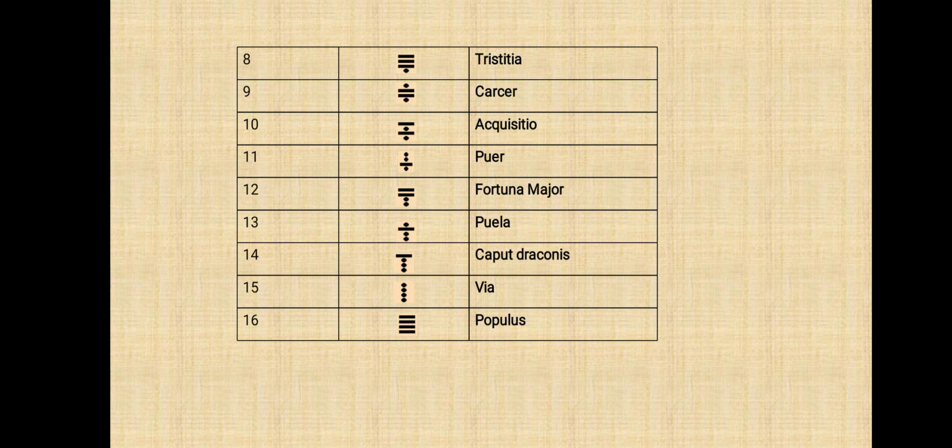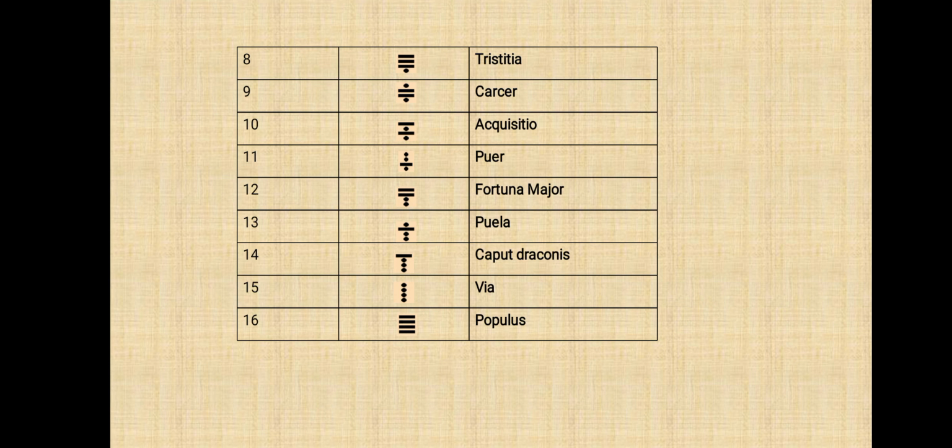So the eighth one is Tristitia, it is the inverse of Laetitia. Ninth is Carcer, 10th is Acquisitio, 11th is Puer, 12th is Fortuna Major, 13th is Puella, 14th is Caput Draconis, 15th is Via, 16th is Populus. So I apologize in advance that I know Arabic, Persian, English, Sindhi, Saraiki, Urdu, and Hindi a little bit, and Sanskrit as well. So I am just writing English names for the easiness that you can understand. If you are intercultural and learning about everything from all cultures, then you must know at least these names in three other languages. I will send other slides also.